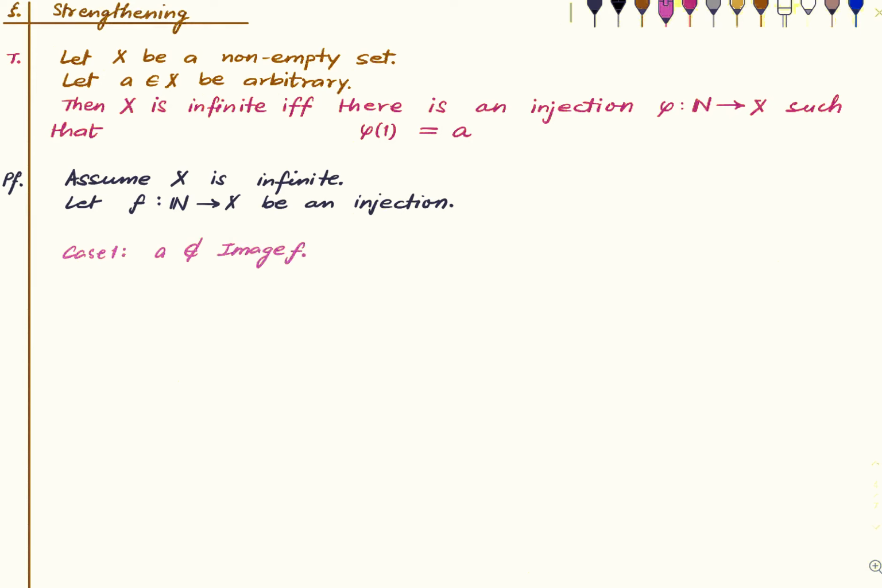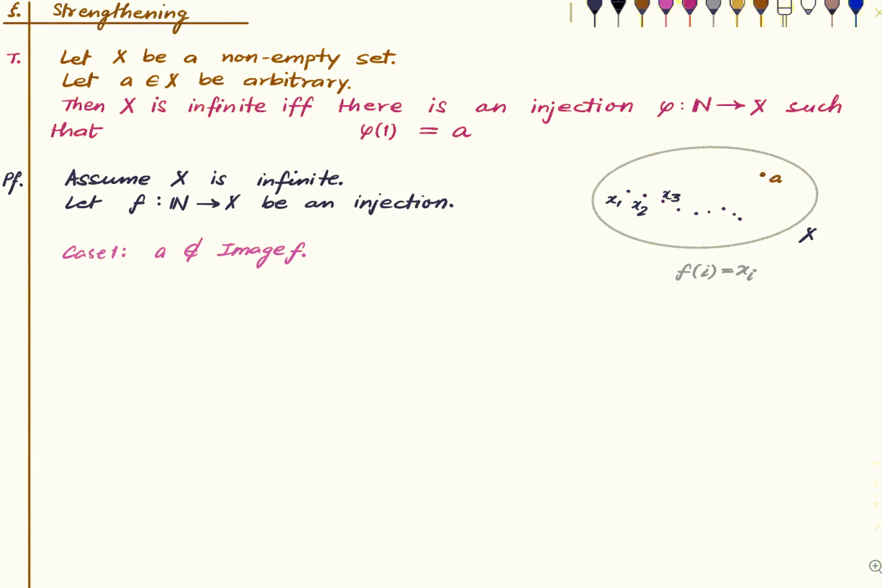Okay, so let us try to draw a diagram. This is our set X, and A is somewhere here, and the function, this is the image of 1, this is the image of 2, this is the image of 3, and so on. So in the figure, basically, we are saying that f of i is equal to xi. And A is not in the image, so all of these dots are different from A.